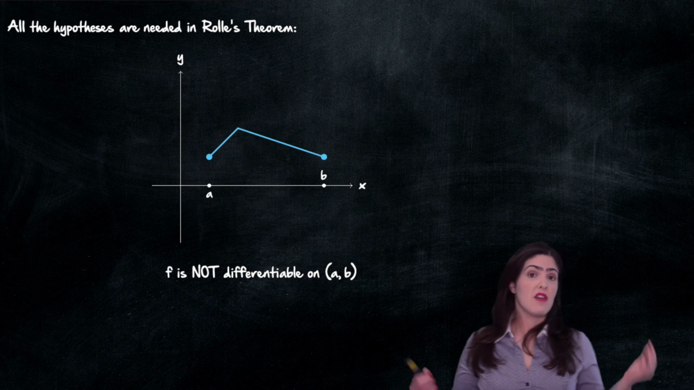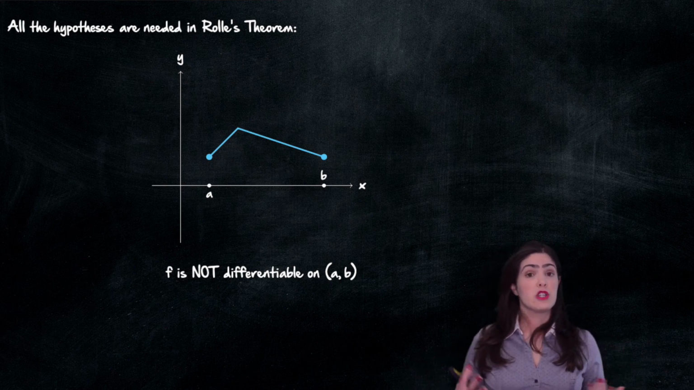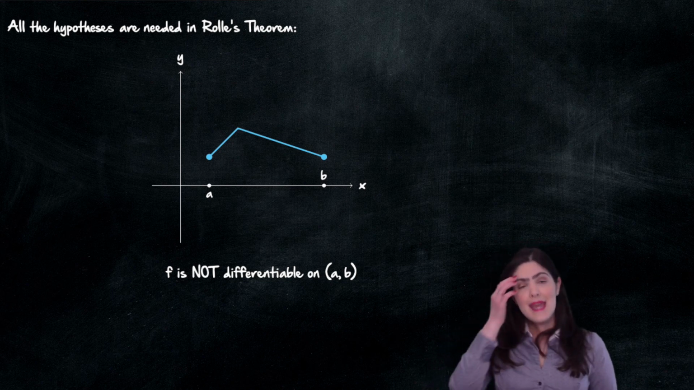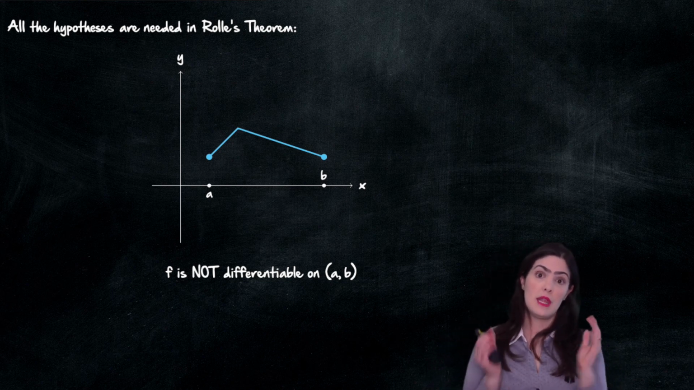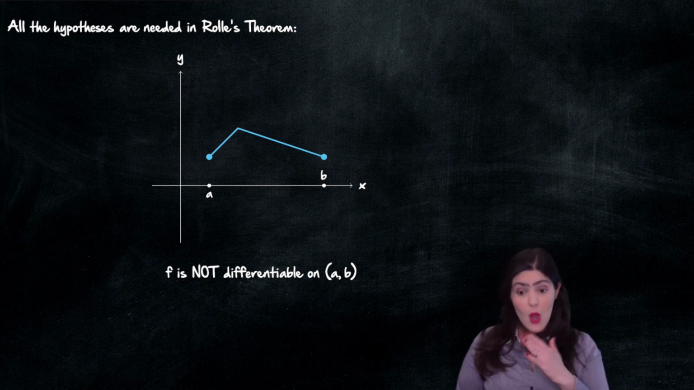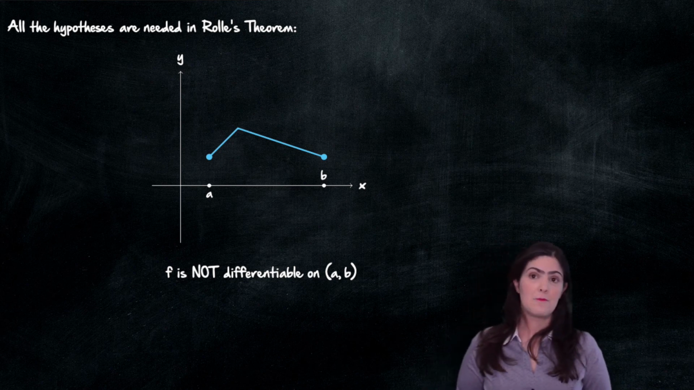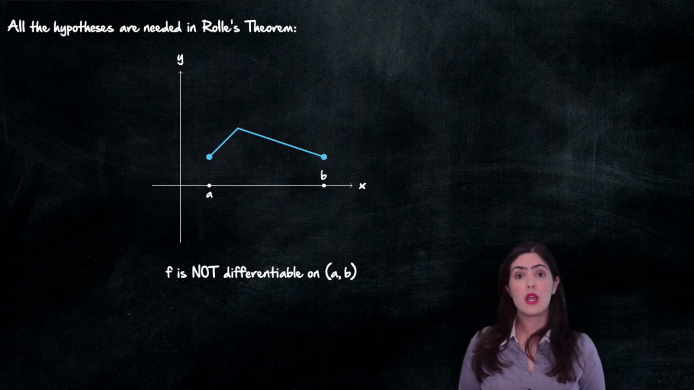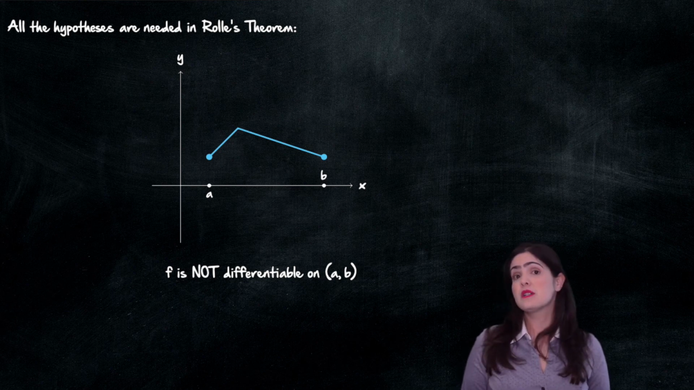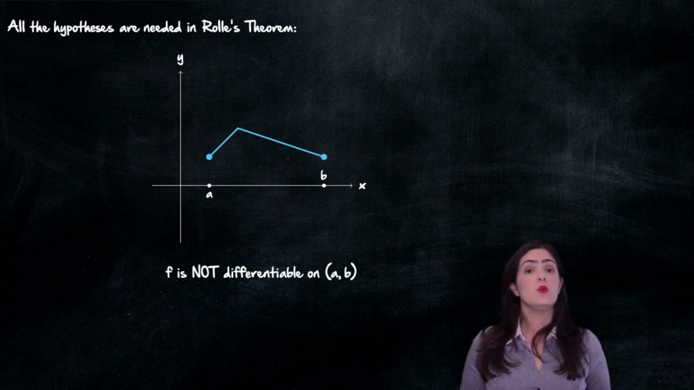Or we can have that f(a) is equal to f(b), that the function is continuous on the closed interval [a, b], but f fails to be differentiable, like in this case. And again, because f was not differentiable in the open interval (a, b), we cannot guarantee that we have a point for which the function has derivative equal to 0. There is no horizontal tangent line in this case. So whenever you want to apply Rolle's theorem, it is extremely important that you check that all the hypotheses are satisfied: that the function is continuous on the closed interval [a, b], differentiable on the open interval (a, b), and that f(a) is equal to f(b).